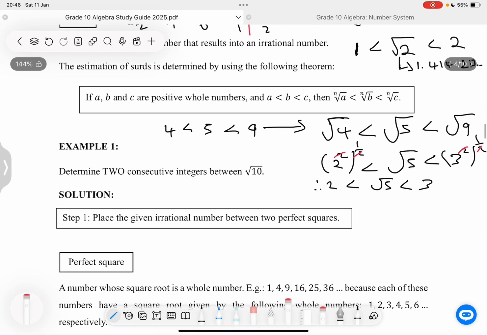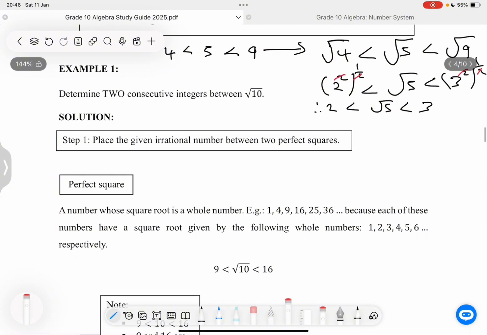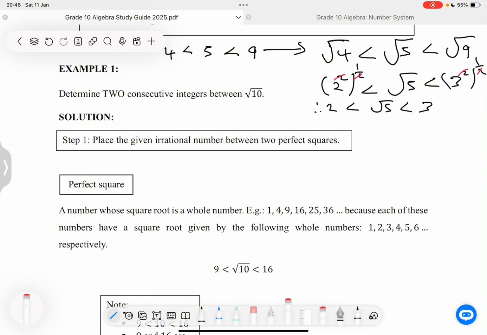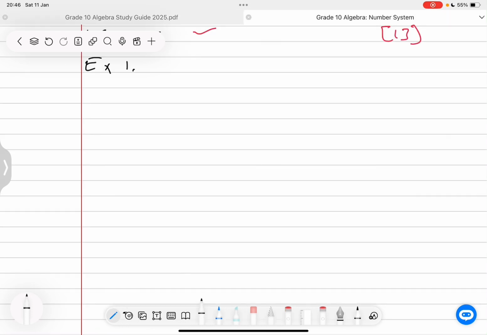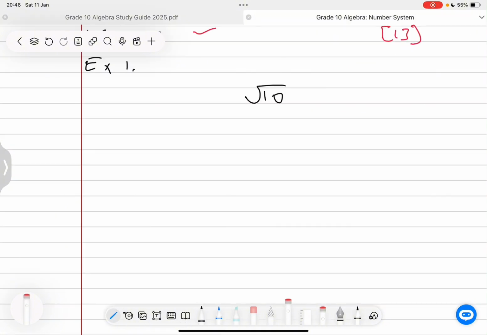Now I'll jump to example 1 to apply this theorem and find those numbers, right? The example 1 reads as follows. So let me firstly start off by putting that. It says here, determine two consecutive integers between which root 10 lies. So if we have root 10, right, as our irrational number, as our surd, which two numbers will put this number in between? They will be here on this number line, in between, right?